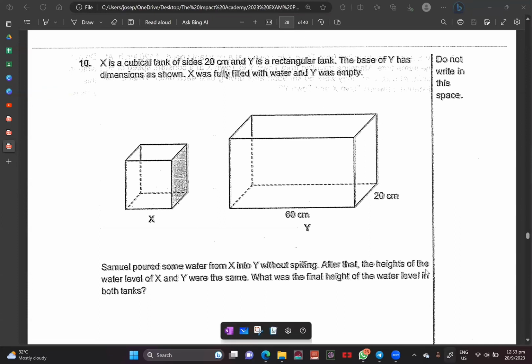Everyone, today we are looking at another question about volume, and this is from Mary Stella. Now, as you can see over here, it says that X is a cubical tank of size 20 cm. So, because of that, you want to quickly note down all of these things.